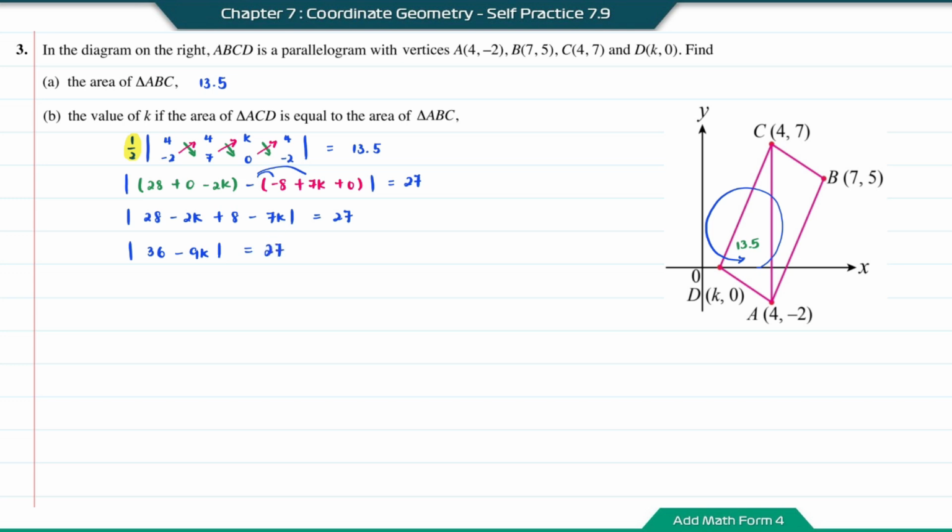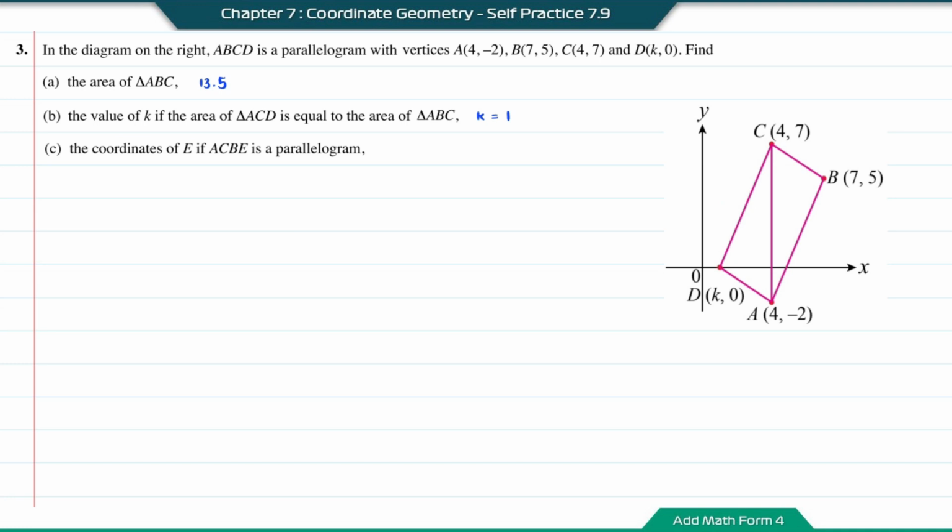As here we arrange the coordinates anti-clockwise, this means the area that we get is going to be a positive one. So when we remove the modulus signs here, the 36 minus 9K is equal to positive 27. So negative 9K is equal to 27 minus 36. This is equal to negative 9. So K is equal to negative 9 divided by negative 9, which is equal to positive 1.